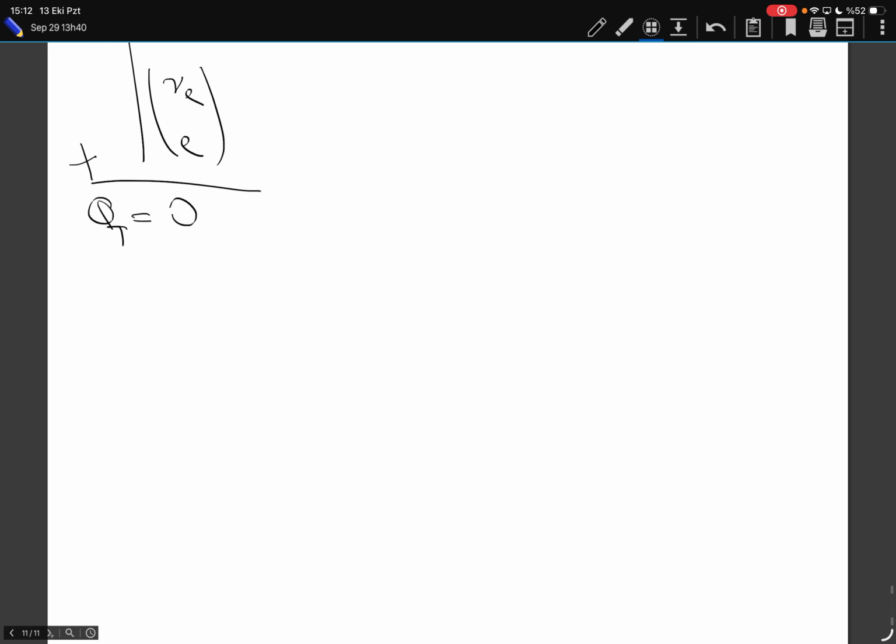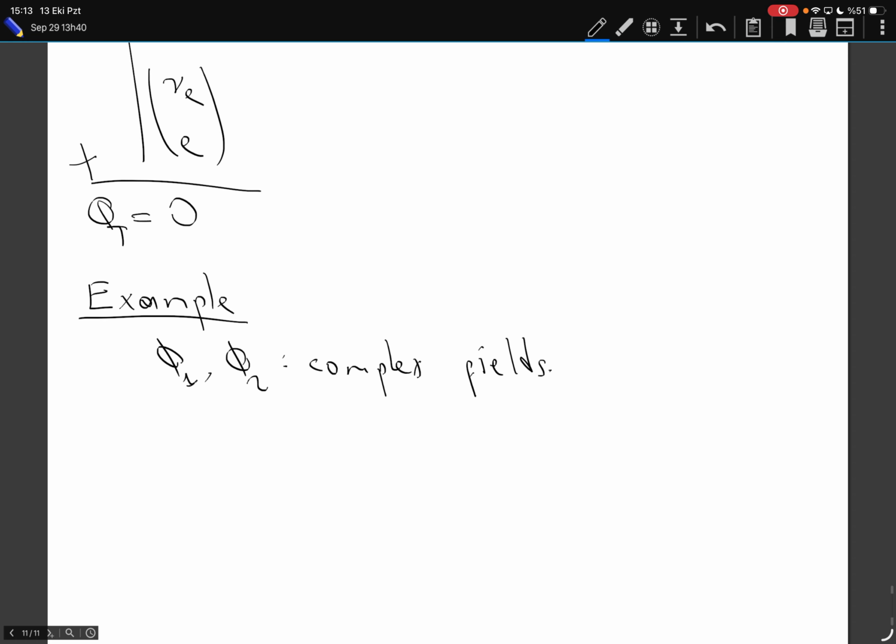Let me look at another theory, another example, more or less along these lines. Rather than having one complex field, let me have two of them. Furthermore, let me assume that my Lagrangian is given by this term.